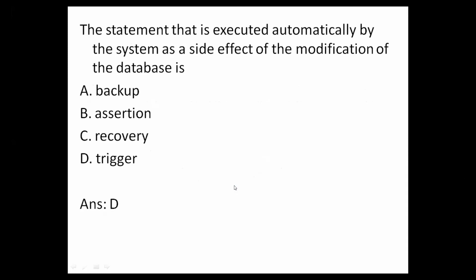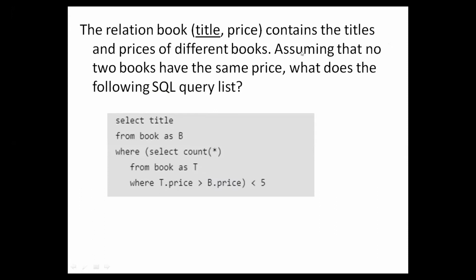That's right. So the next question, anyway, the answer is there. The statement that is executed automatically by the system as a side effect of a modification of a database, you call it a trigger. It is called a trigger. And the next question. Title is your primary key and contains the title and prices of different books. Assume that no two books have the same price. What does the following SQL query mean?